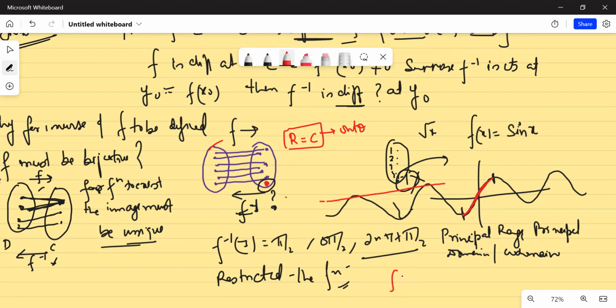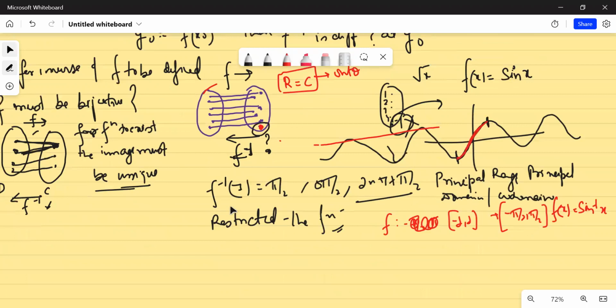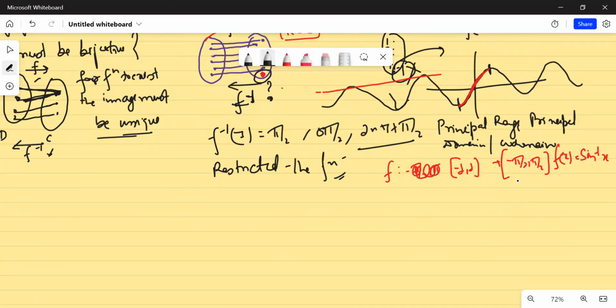So if I define a function from minus 1 to 1 to minus pi by 2 comma pi by 2, and I define f of x as simply sin inverse x, is that clear? Yes. Now my function f of x equals sin inverse x is well defined. Because now if I ask for f of 1, you can clearly say that it is pi by 2. It cannot be 5 pi by 2. Now I have restricted your codomain. So this is called restriction of the function in order to make it 1-1 and onto, that is, to make it a bijective function.